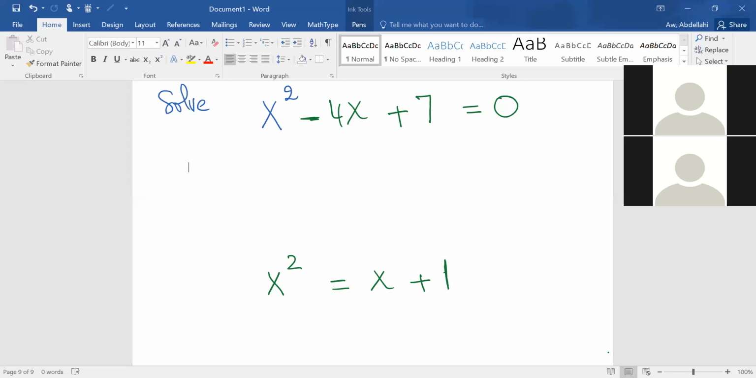Negative b plus or minus the square root of b squared minus 4ac, divided by 2a.